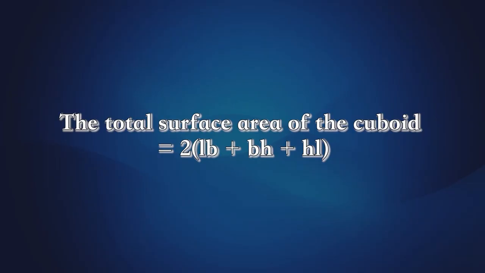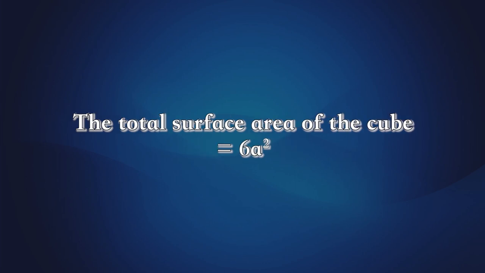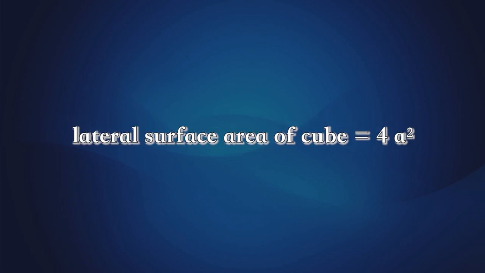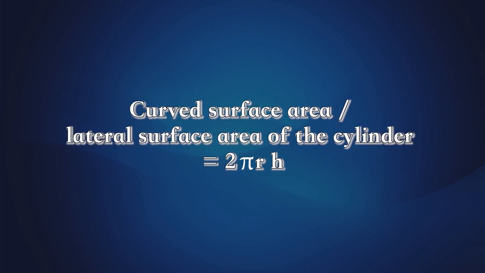So, today we have learned that the total surface area of a cuboid is equal to 2 into lb plus bh plus hl. The lateral surface area of a cuboid is equal to 2 times h into l plus b. Total surface area of a cube is equal to 6a square. Lateral surface area of a cube is equal to 4a square. The total surface area of a cylinder is equal to 2 pi r square plus 2 pi r h, or 2 pi r into r plus h. Curved surface area or lateral surface area of the cylinder is equal to 2 pi r h.